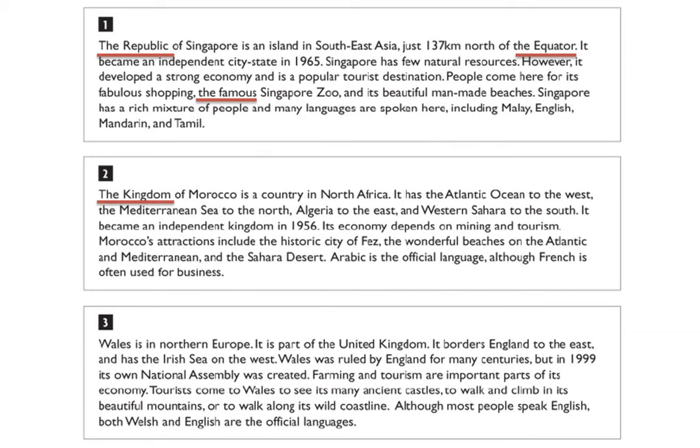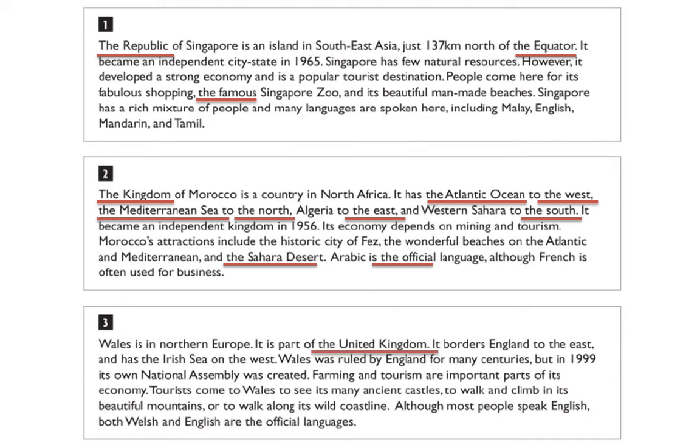The Kingdom of Morocco. The Atlantic Ocean is a name of an ocean, so it should come with "the". The west, the north, the south, the east, all directions should come with "the". The Mediterranean Sea is the name of a sea. The Sahara Desert is the name of a desert. Language usually does not come with "the", but because we talked about a specific language, which is the official language, we should use it.